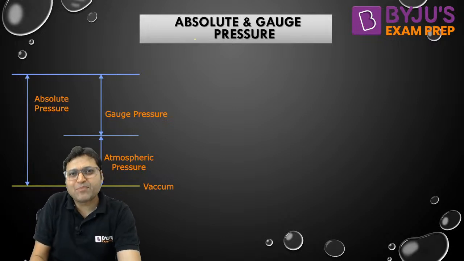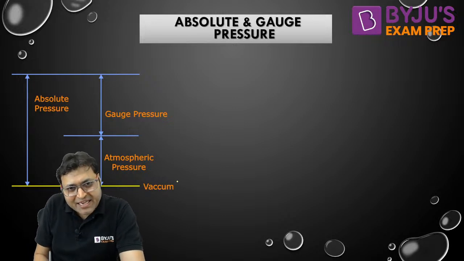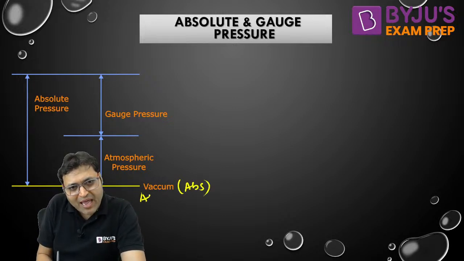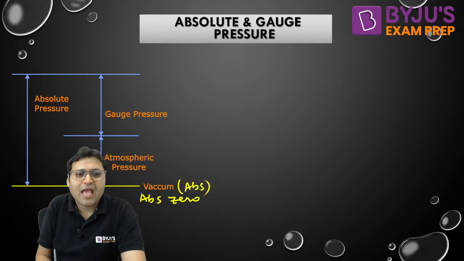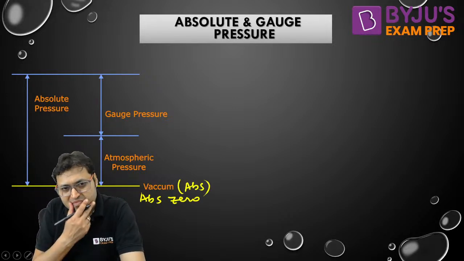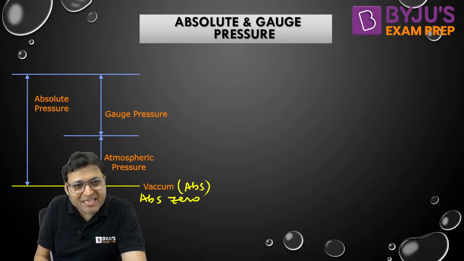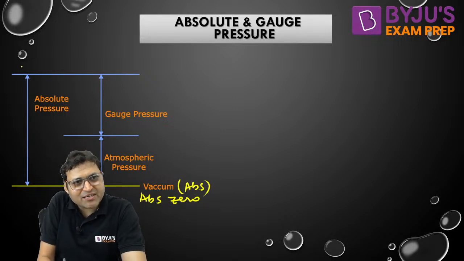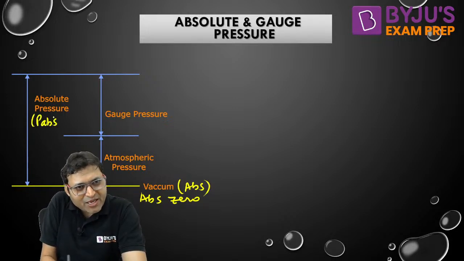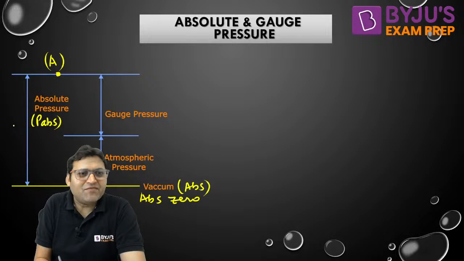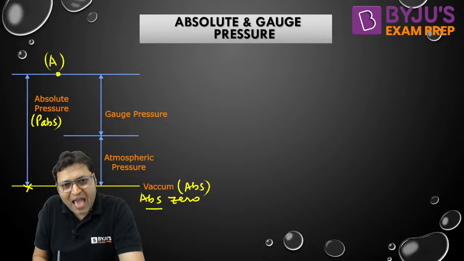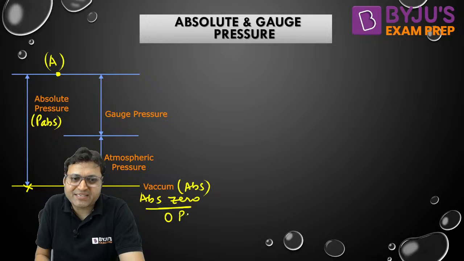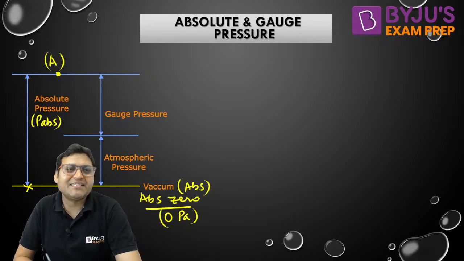Now there are two more terms, absolute pressure and gauge pressure. How are they defined? This is, let us say, absolute vacuum or absolute zero. If the pressure is measured from the absolute zero as the reference, then we get the absolute pressure. This is the point which is having the pressure PA. If the pressure is measured having absolute zero, 0 Pascal, as the reference, then it is the absolute pressure.